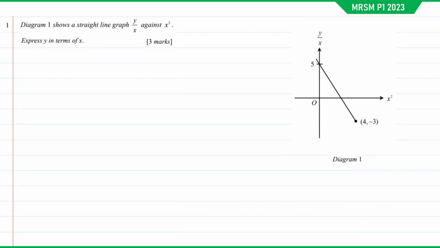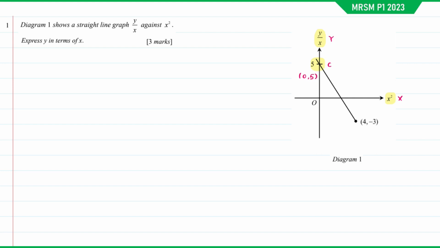Question number 1. Diagram 1 shows a straight line graph of y over x against x squared. Express y in terms of x. So in linear law, what is labeled on the y-axis will be the capital Y, and what is labeled on the x-axis will be the capital X. And the number 5 here is the y-intercept, which is the c, with the coordinate of (0, 5).